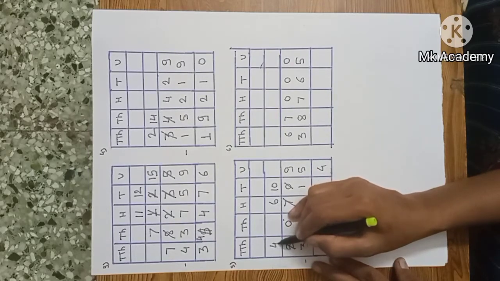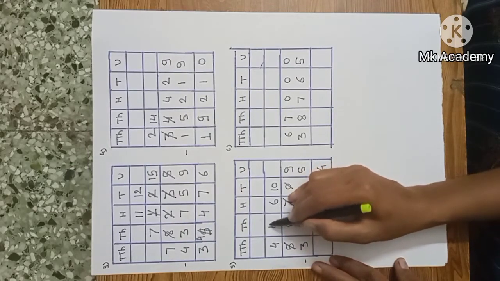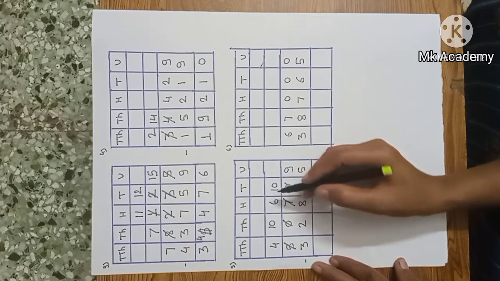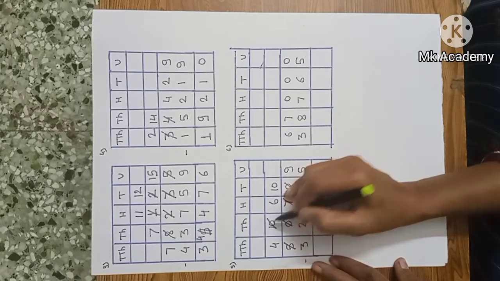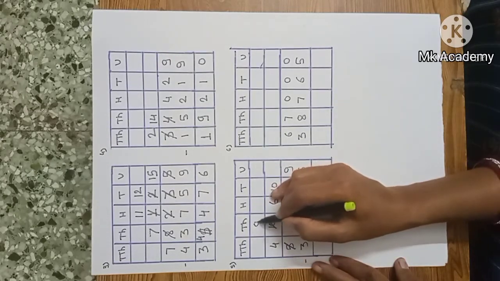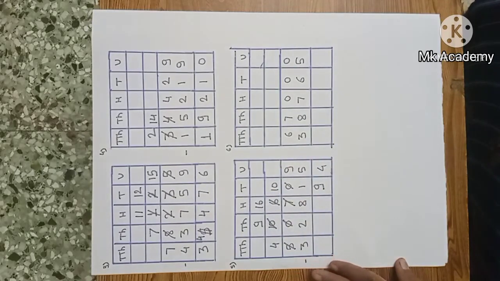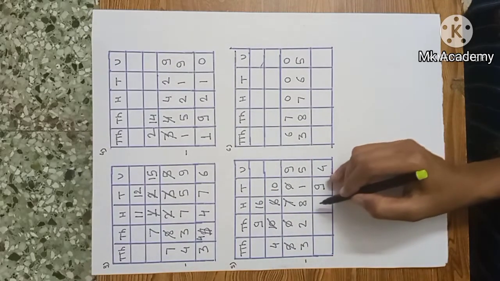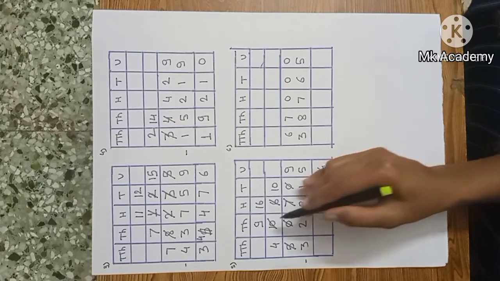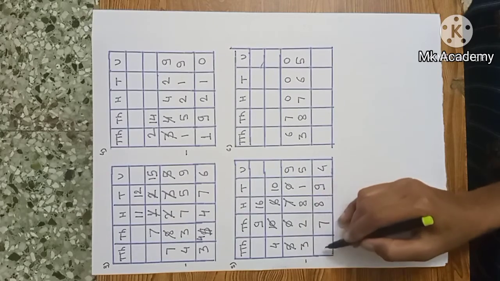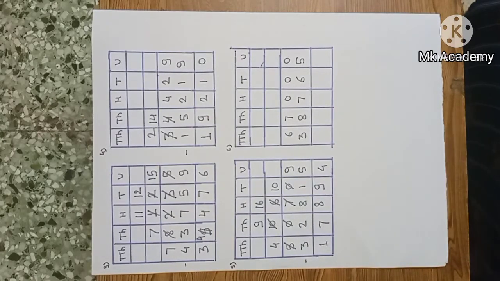Here we get 4. Here we get 10. We can borrow 1,000 from this 10,000. Here remaining 9,000. Here we get 16. 1600 minus 800. How many hundreds remaining? 8. Now 9 minus 2, 7. 4 minus 3, 1. The answer is 17,894.